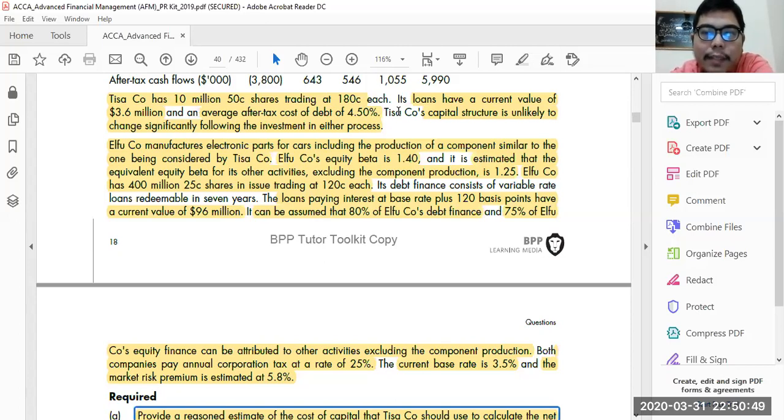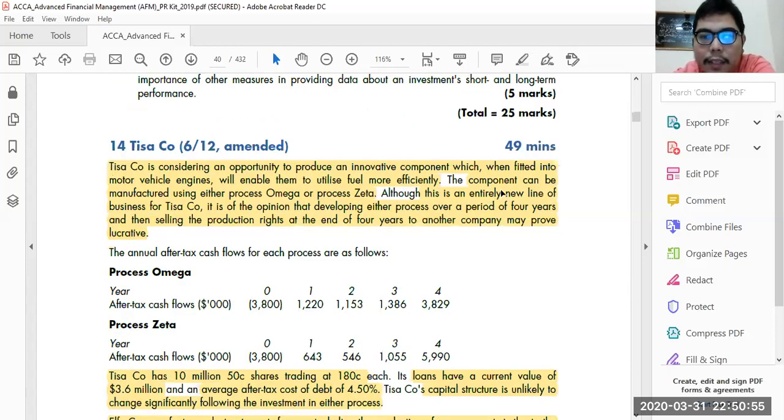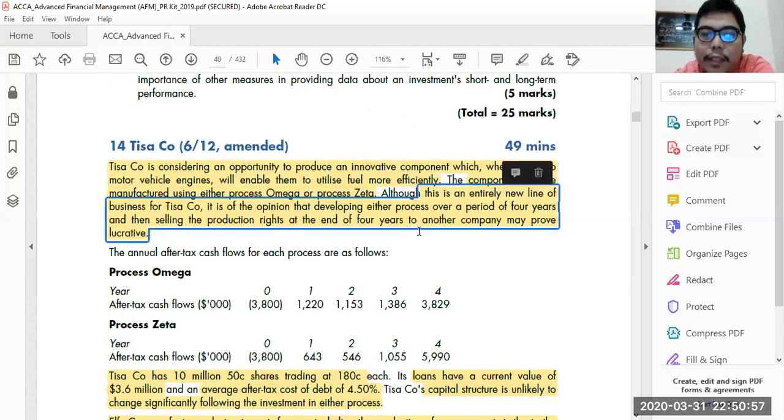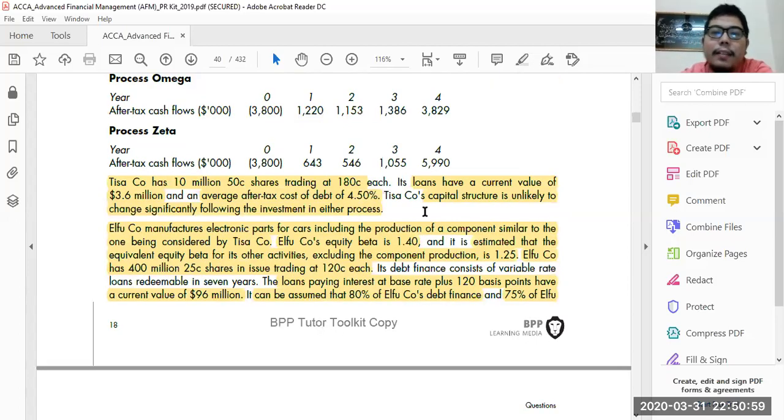Is there any business risk change? Yes, we have. This is an entirely new line of business for TISACO. So meaning that in this case, you will use the risk adjusted WACC.